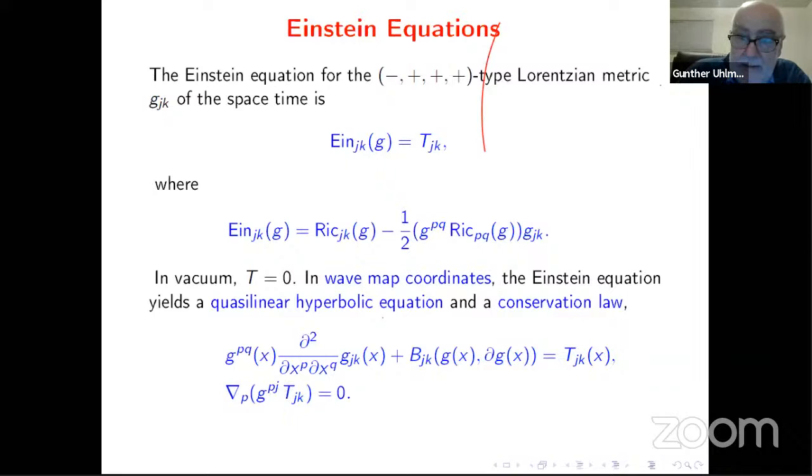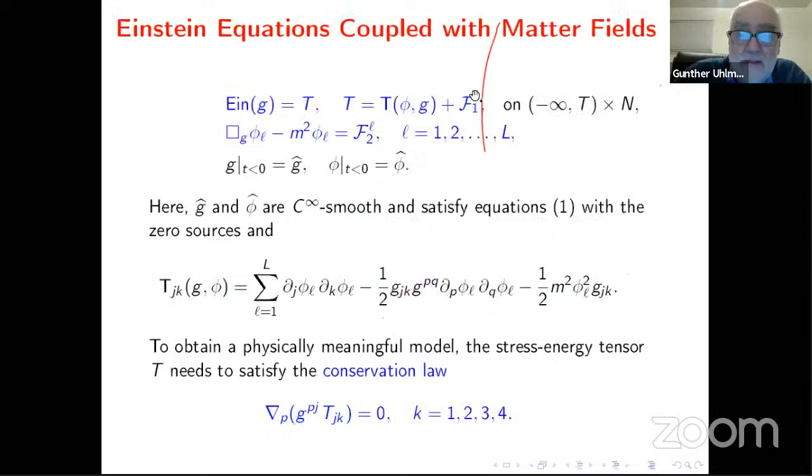And what we're going to do is add a source. In order to do that, we're going to couple it with matter. This is the Klein-Gordon equation. This is the mass here. Also with a source here, a small source. This is the stress-energy tensor that will depend on phi. And I wrote it down here, but it doesn't matter. And you have to choose sources so that the conservation law is satisfied.